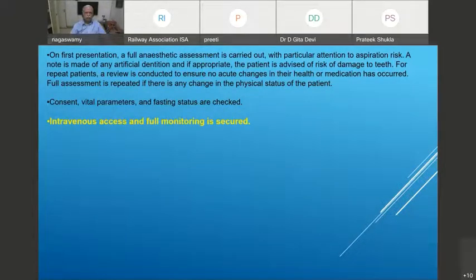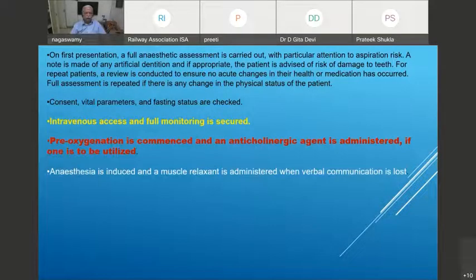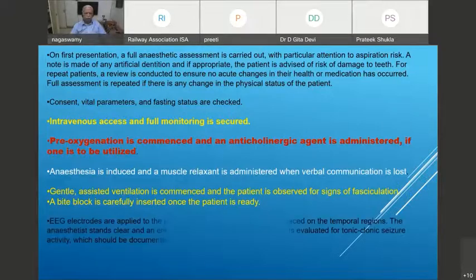Intravenous access with full monitoring is to be achieved. Pre-oxygenation is commenced and an anticholinergic is administered. And the anesthetic induction and muscle relaxant are administered when verbal communication is lost. So you keep talking to the patient, and once he stops answering your question, then you just hand over the patient. Gentle assisted ventilation is commenced, and if the fasciculations have stopped, then you have to put a bite block, and the EEG electrodes are applied to the patient's head and paddles are placed on the temporal region.